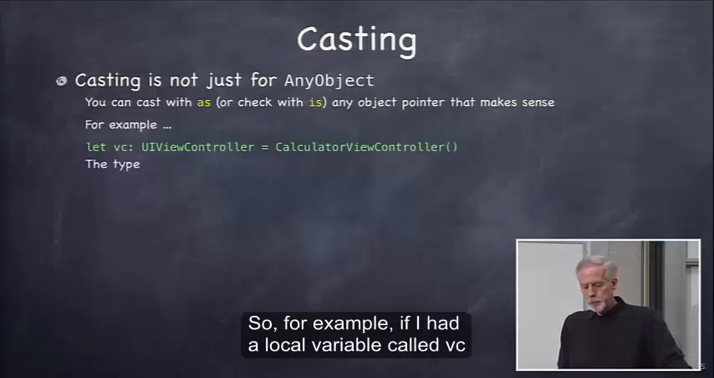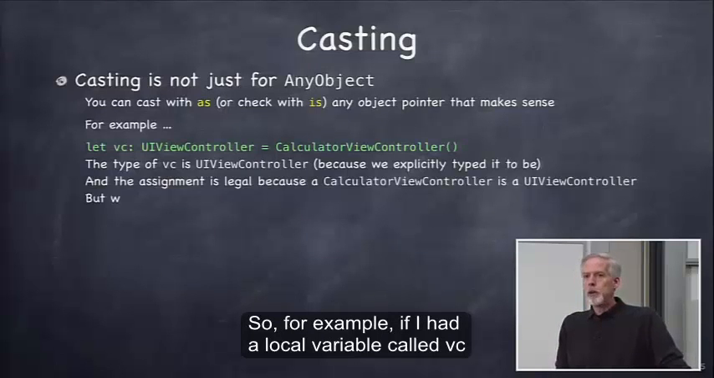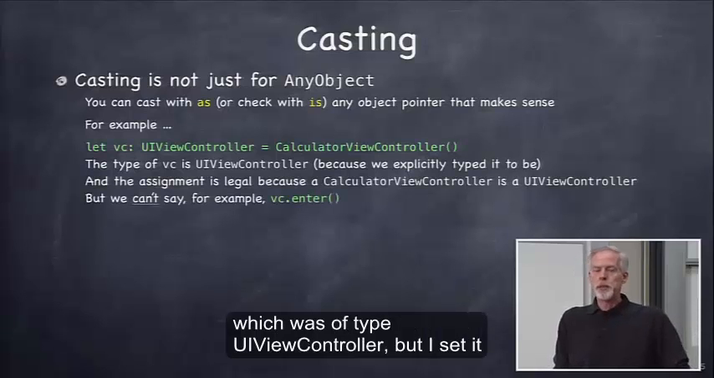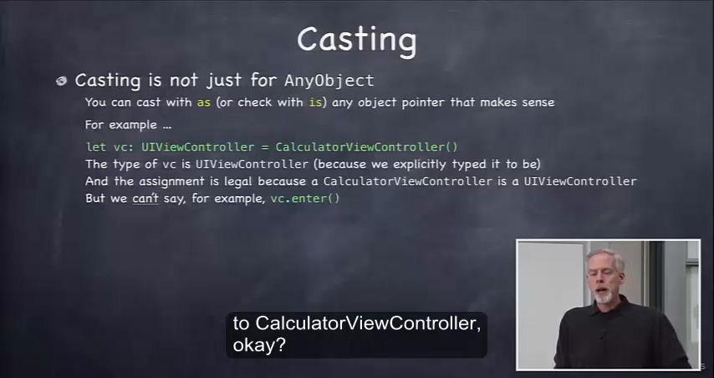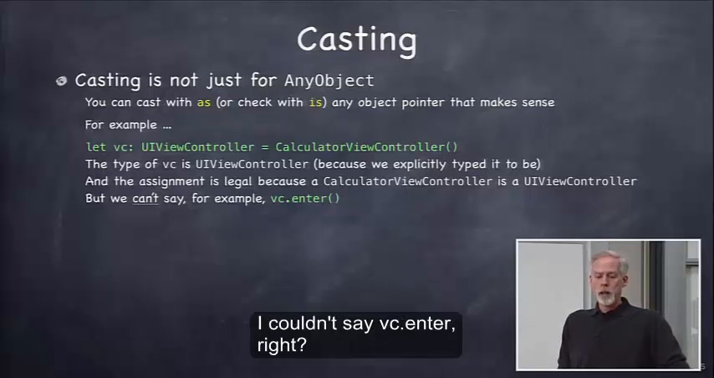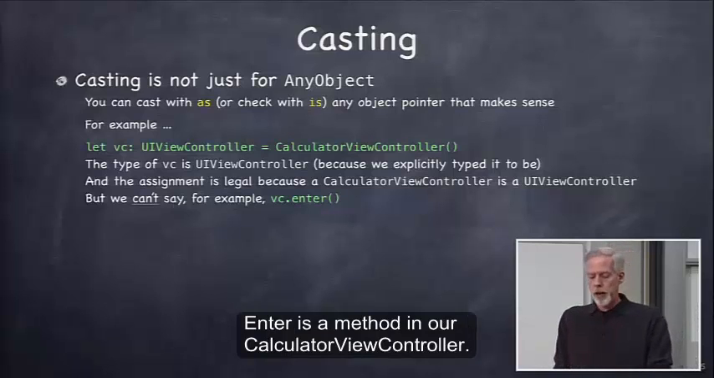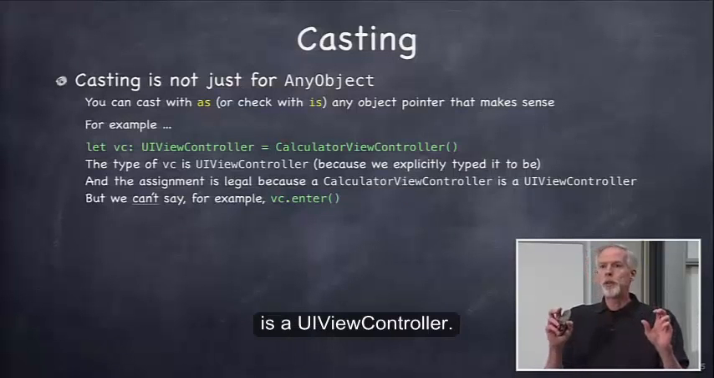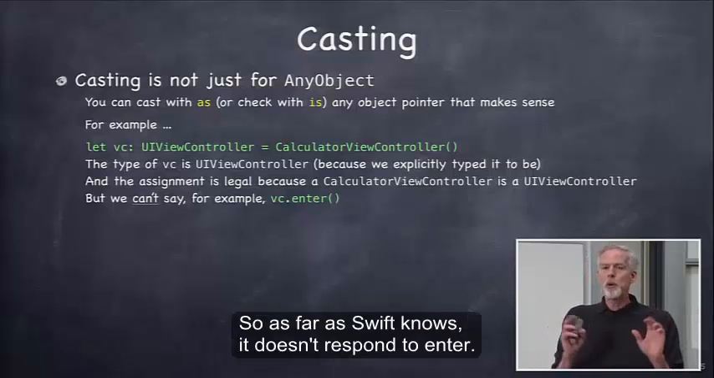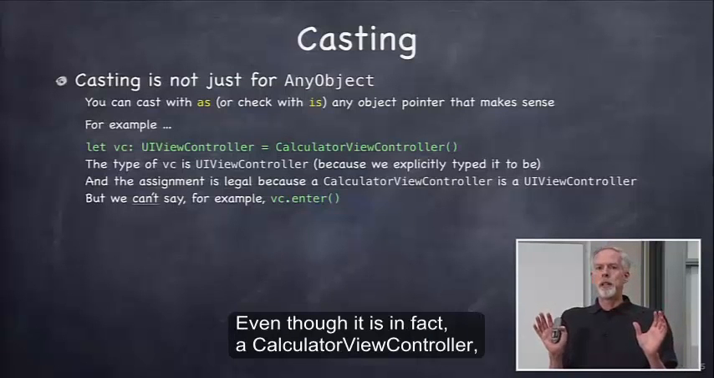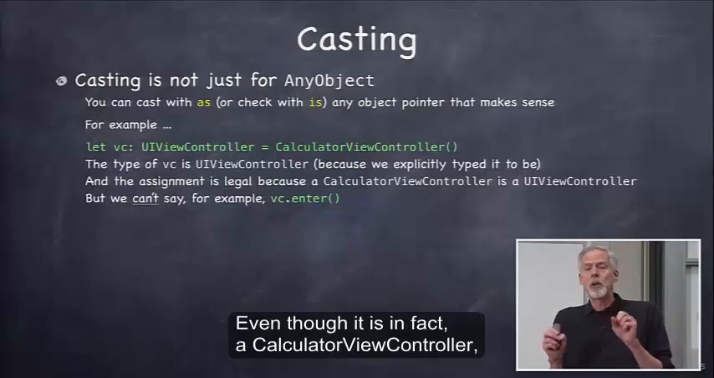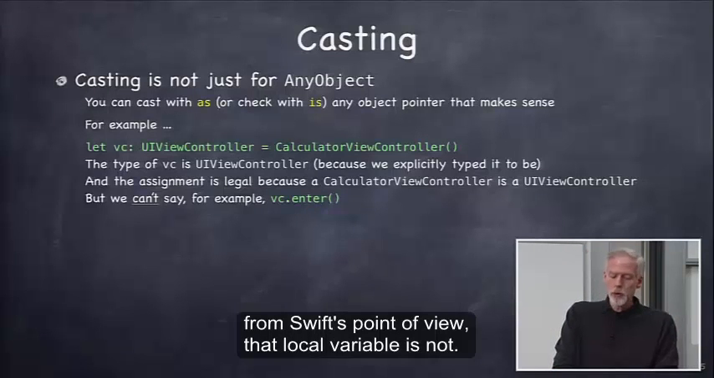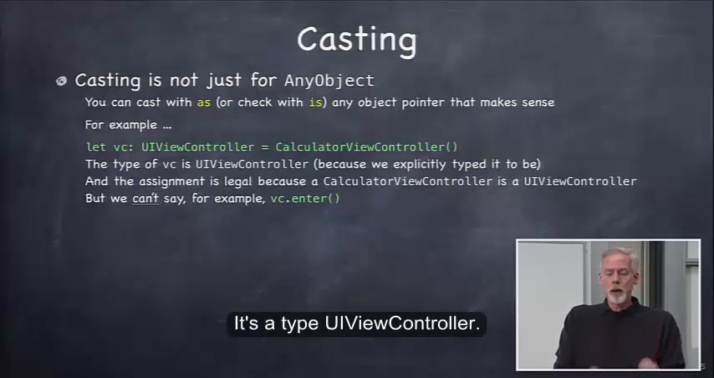So, for example, if I had a local variable called VC, which was of type UI view controller, but I set it to calculator view controller, okay? I couldn't say vc.enter, right? Enter is a method in our calculator view controller. I couldn't say vc.enter because VC is a UI view controller. So as far as Swift knows, it doesn't respond to enter. Even though it is, in fact, a calculator view controller, from Swift's point of view, that local variable is not. It's of type UI view controller.